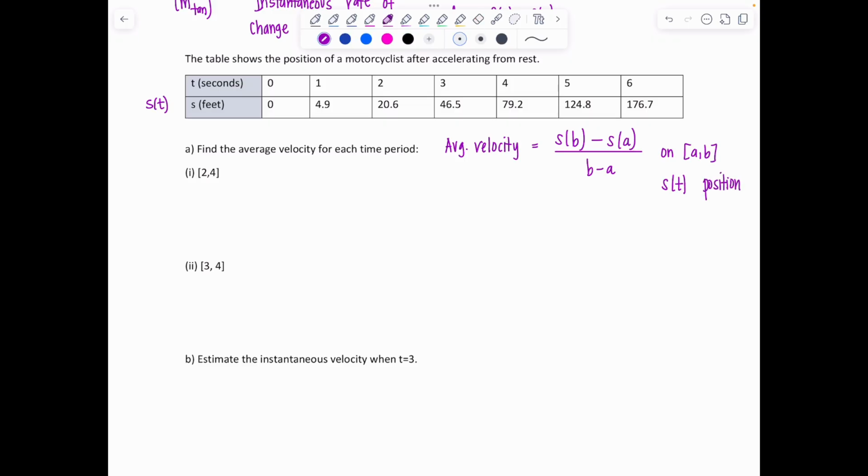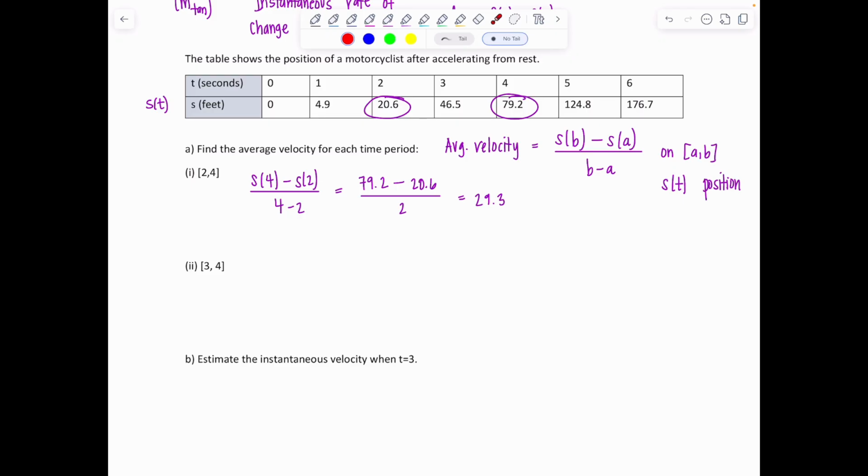Okay. So find the average velocity from 2 to 4. We would take S of 4 minus S of 2 over 4 minus 2. And then just come here, use the table. So S of 4, 79.2 feet. S of 2, 20.6 feet. Divided by 4 minus 2 is 2. So this is 29.3.